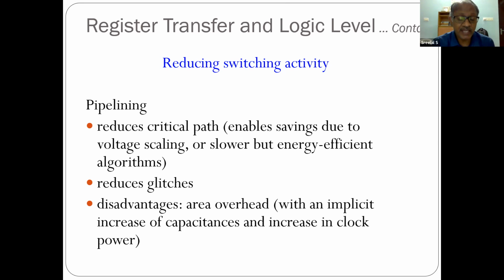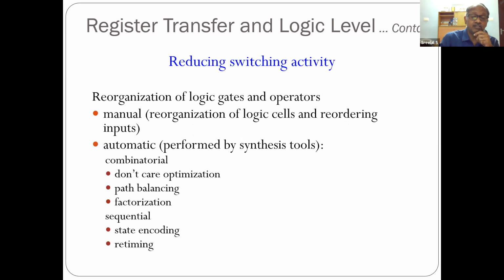Then pipelining is another technique which can be employed to reduce the switching activity. It can reduce the critical path, which enables savings due to voltage scaling, etc. It can reduce glitches. Glitches are one thing which can lead to a lot of power dissipation, because glitches happen due to dynamic switching activity, and they can lead to unnecessary power consumption. The disadvantage is that area overhead is more in the case of pipelining.